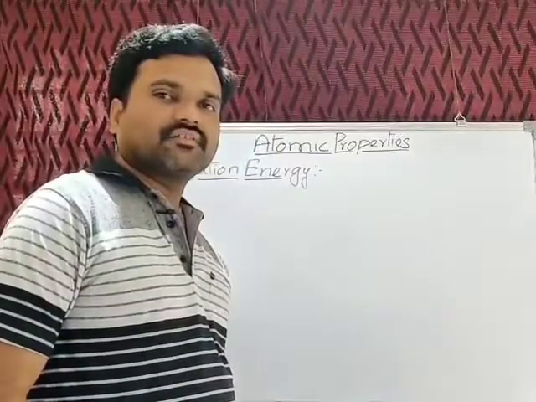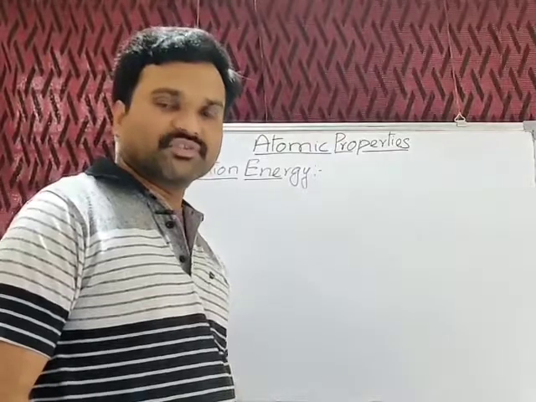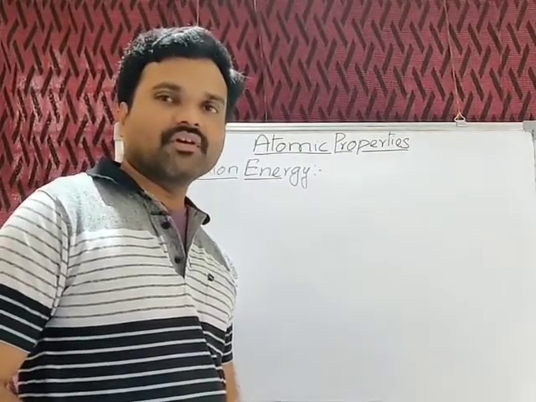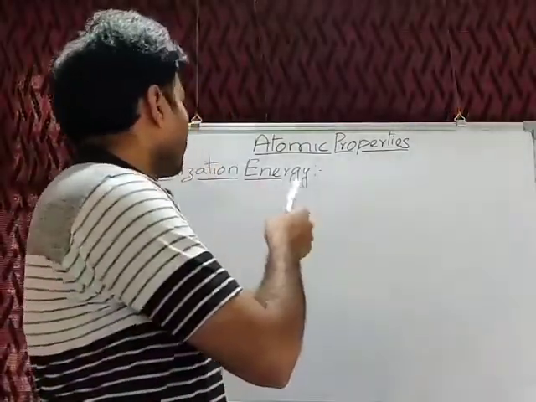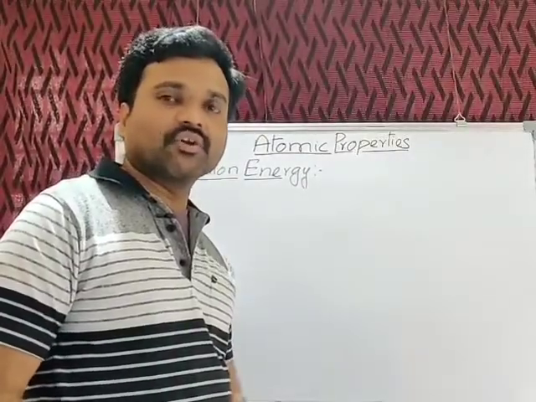Hello friends, now we are going to see the variation of atomic properties in the groups and periods of the modern periodic table. Out of the modern properties, we are going to see about ionization energy or ionization potential.